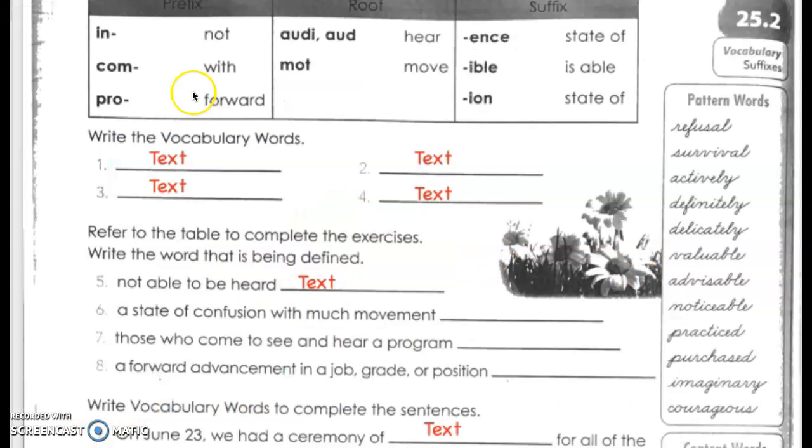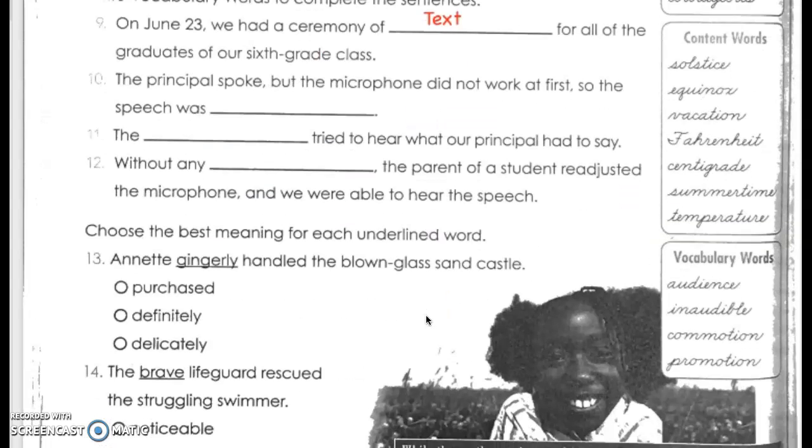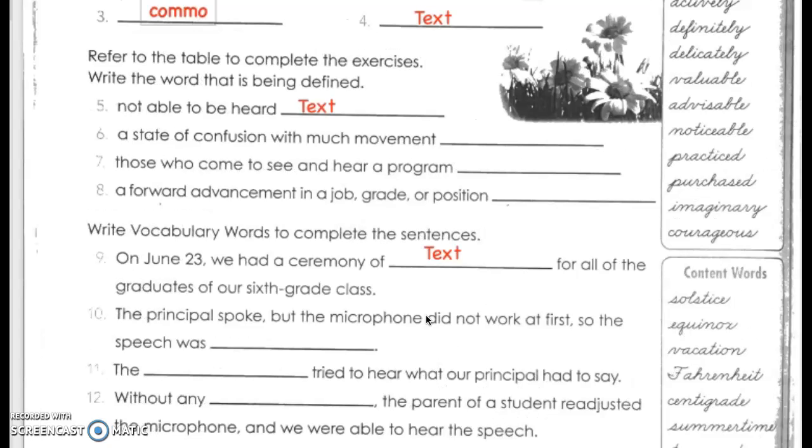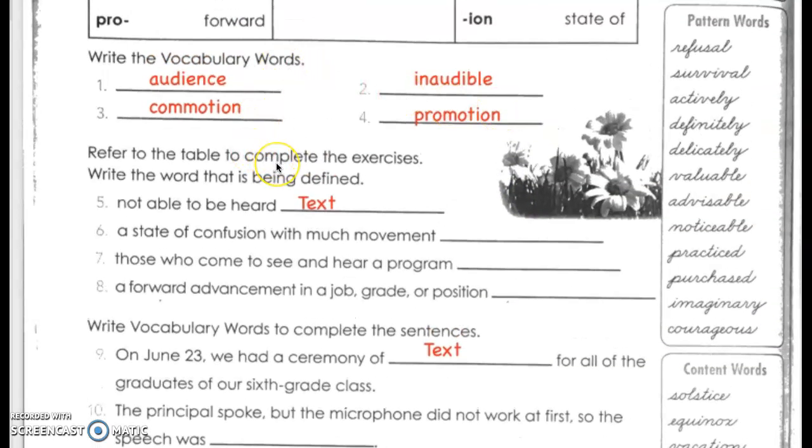Now that we know that, take a look at how each word is divided into prefixes, roots, and suffixes, and then write them down. So for example, inaudible. In being not, audio, hear, able, able to, right? So not able to hear. Super cool. This way you'll be able to dissect the meaning of words without necessarily having to use a dictionary.